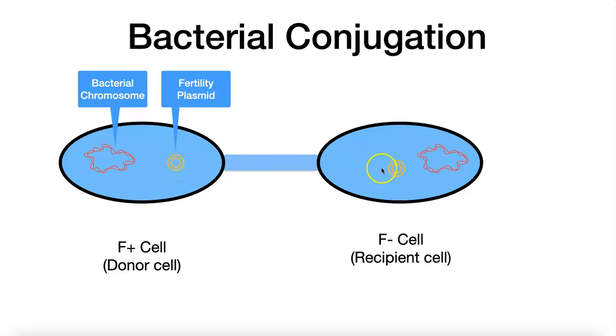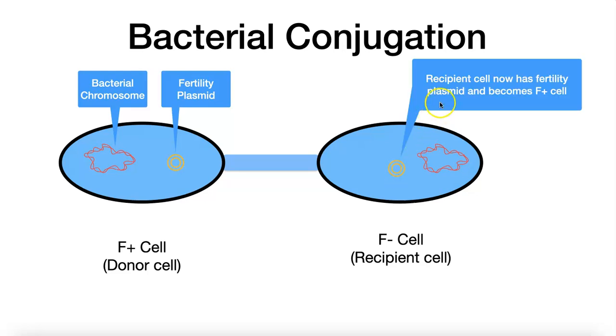When this one strand is used to make a second strand, you can now see that this cell has something it didn't have before. It has a copy of the fertility plasmid. And so while it was an F- cell at the beginning, it is going to convert to an F+ cell because, as we said at the beginning, what makes something an F+ cell is it has the fertility plasmid, and this indeed does now have that.